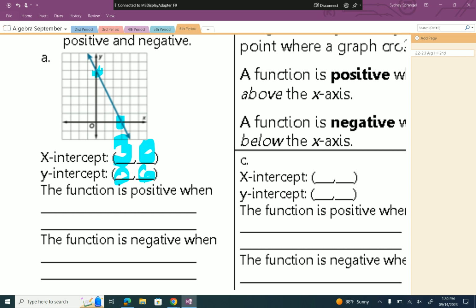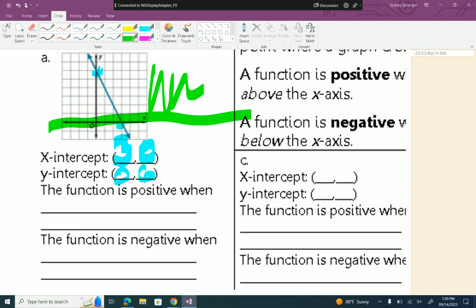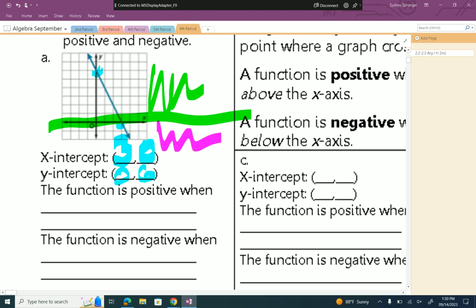Okay, so when am I positive? What's my rule? I got to be above or below something. What is it, Anika? So above the x-axis, this is where I'm positive, when I'm above this. And when am I negative, Seamus? Below it. So yeah, below it, that's going to be when I'm negative. But above it, I'm positive.